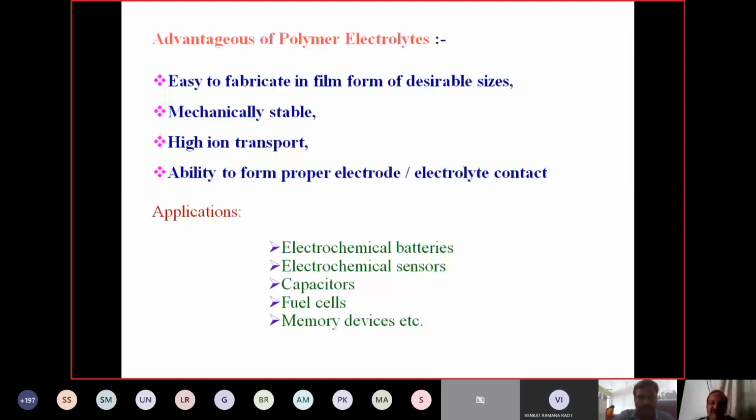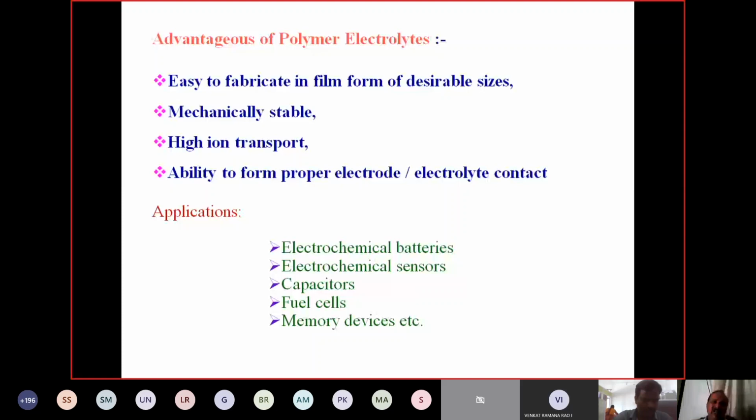At the ends of that separator having the two materials, we call those the electrodes. One is the anode, another one is the cathode. So that means this polymer electrolyte material has proper contact with the electrode materials. That is the advantage. It has applications in electrochemical batteries, electrochemical sensors, capacitors, fuel cells, memory devices, etc.